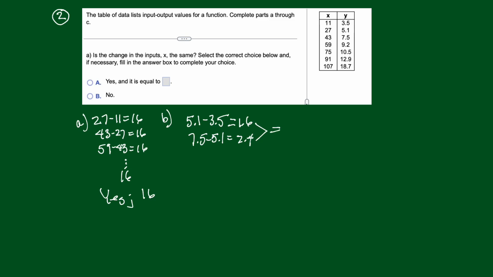Now, these are not equal. So when we have equal increments in the inputs, we're not getting equal increments in the output. So this function is not linear.